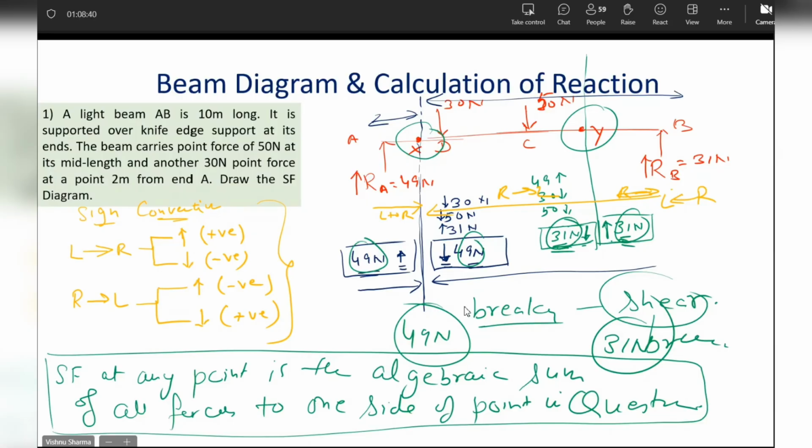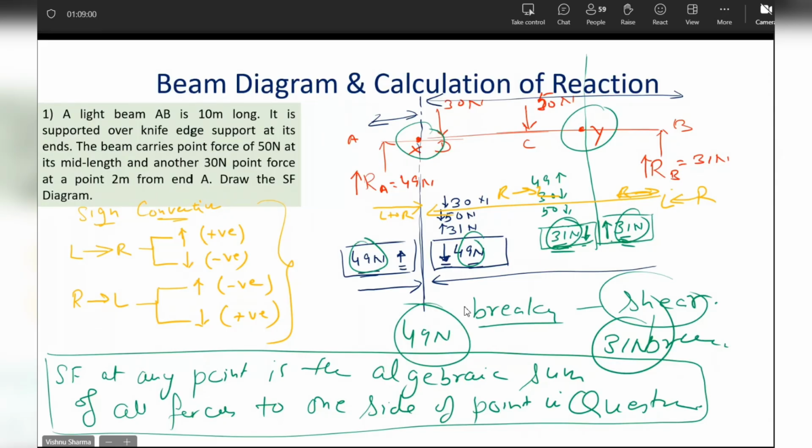So let's agree in the class that in all our questions, we are not going to change from left to right and right to left. We will always go from left to right. And in the exam also, make sure you continue going from left to right so that you don't have to worry about the sign convention.